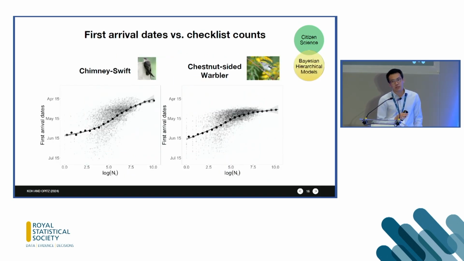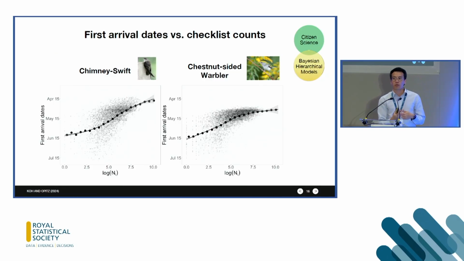Now we can do a quick exploratory analysis, so there's no modeling here. Let's just pull together all the pixel years, and we just do a plot of, on the x-axis, the log of the number of checklists, the positive checklists, actually, we were filtering for those, and on the y-axis, the first arrival date. The higher the first arrival date, in this case, the earlier the first arrival.